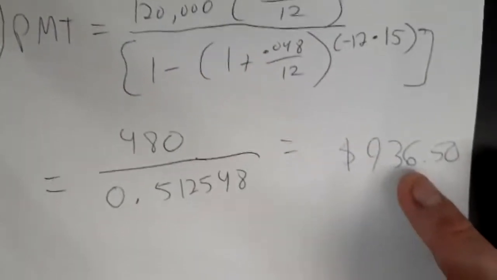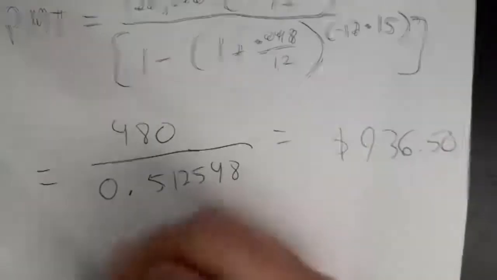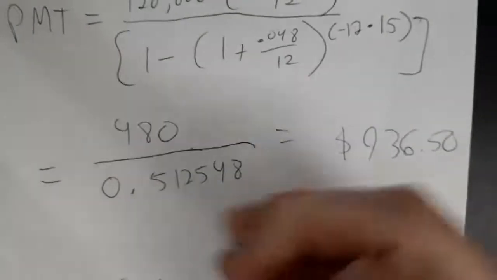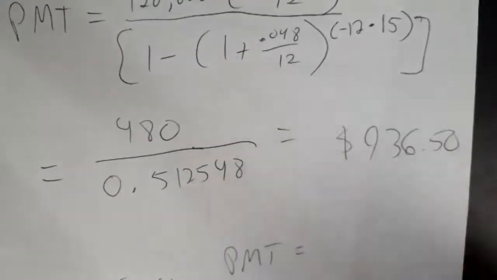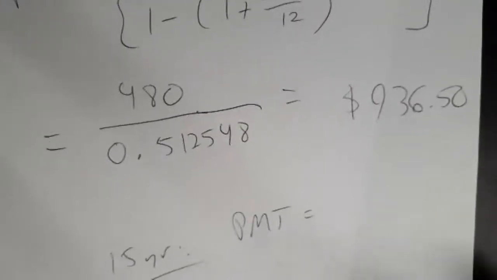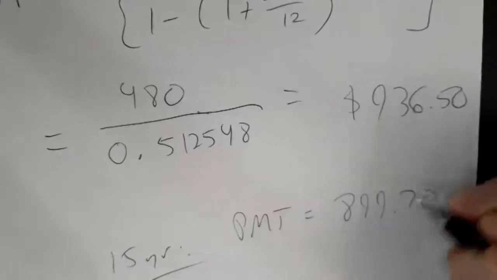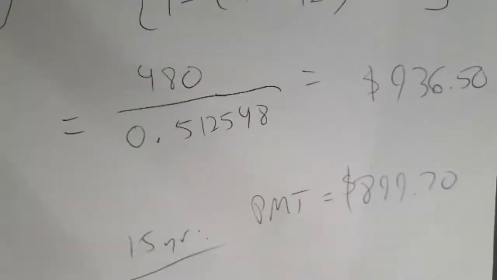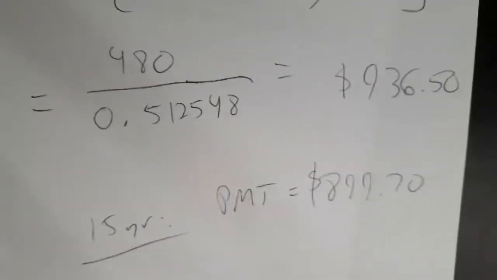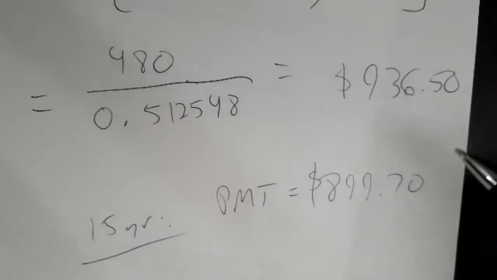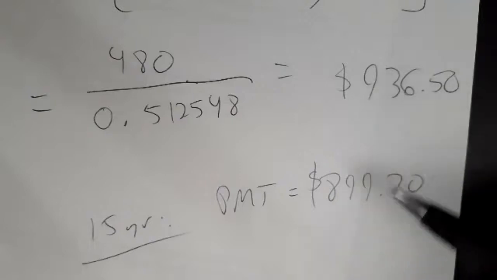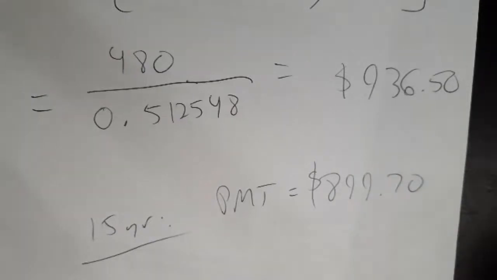Our payments are going to be $936.50. The other 15-year loan, if I look at my payments, I got $899.70. And so you're shopping these loans. These are both for 15 years. And you might be saying $899.70 versus $936. Well, obviously I'm going to go for the $899.